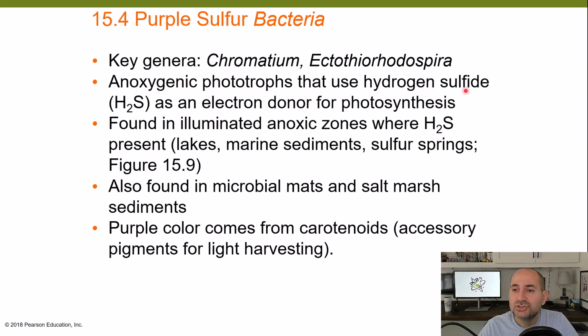They use hydrogen sulfide, H2S, as their electron source, as their electron donor for photosynthesis. So they're using sunlight for energy, and then they're taking those electrons, see these hydrogens? They're taking these electrons from hydrogen sulfide, and that produces sulfur, right? And that's why they're known as the sulfur bacteria. They're producing sulfur because they oxidize hydrogen sulfide as an electron source.